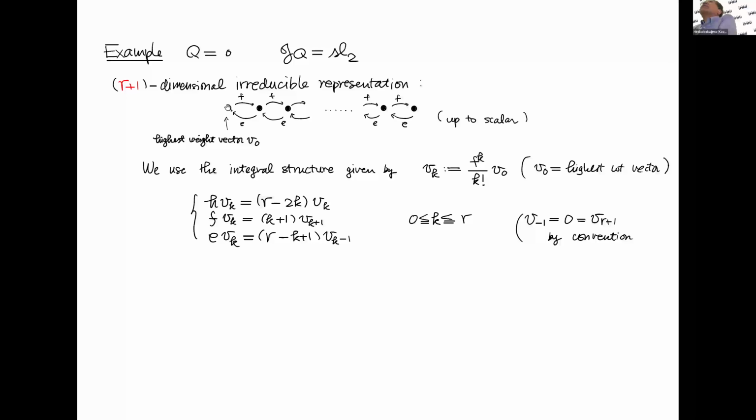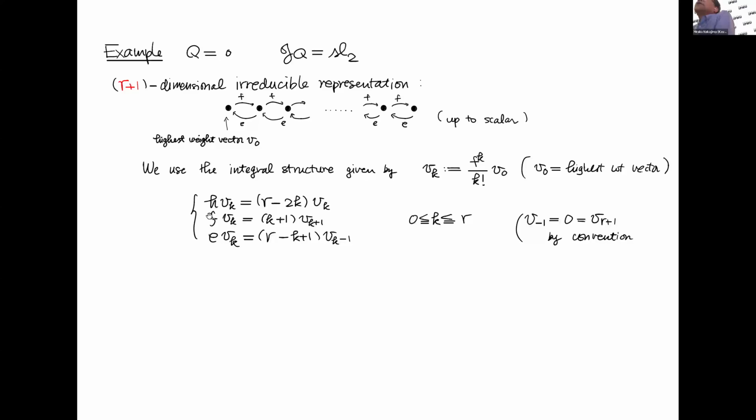And moreover, as I said, this is an eigenvector, but it is better to normalize this eigenvector carefully. So this is an integral structure hidden in this representation. And in this case, rather than just sending V0, the highest weight vector, by a product of F's, I divide by the factorial, K factorial. So this is a standard eigenvector in this eigenspace.